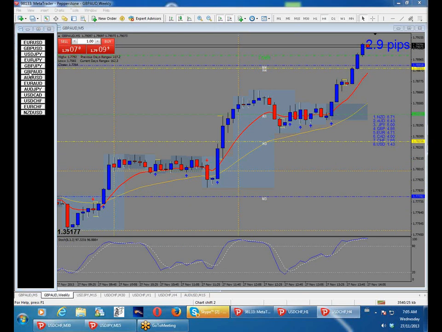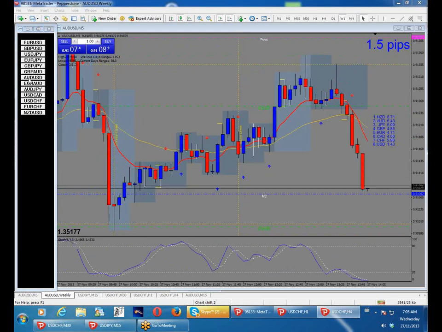Look at that. 6 red candles in a row. Aussie dollar. I'm impressed. Giddy up, way down.